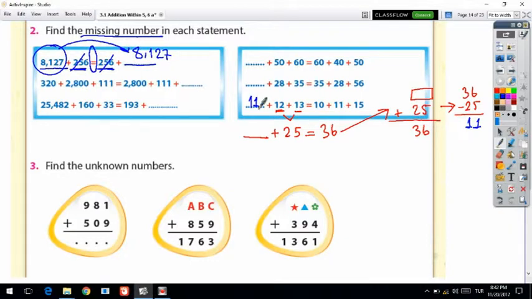Okay, now let's look at question 3. Find the unknown number. You know "known" means everyone knows, but "unknown" means no one knows. So this is a normal addition. We add the numbers, then we write the sum. So now let's look at the letters A, B, C, and let's look at stars, triangle, and flower.